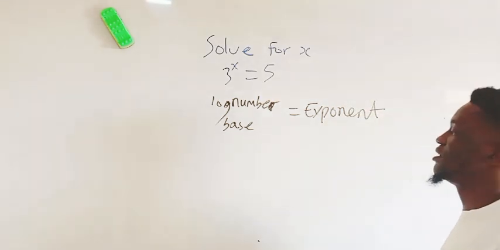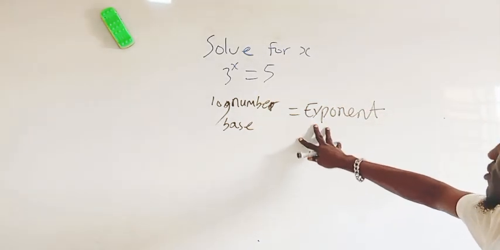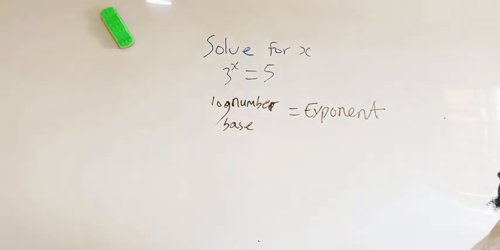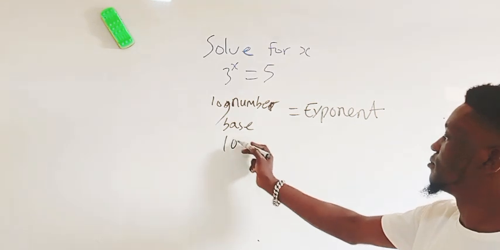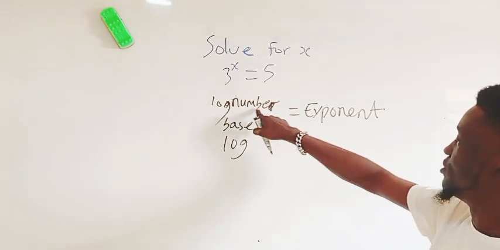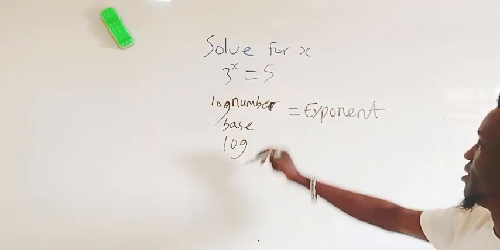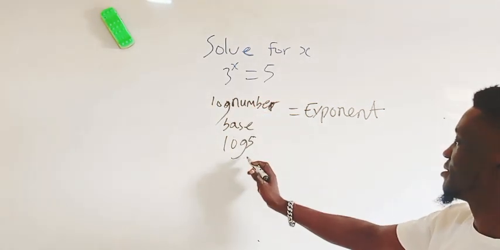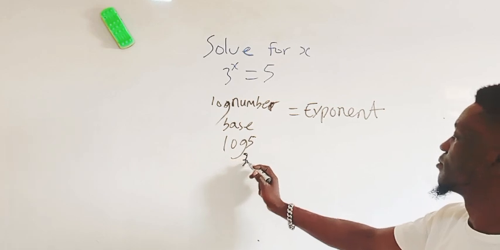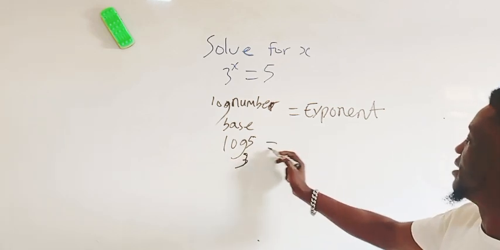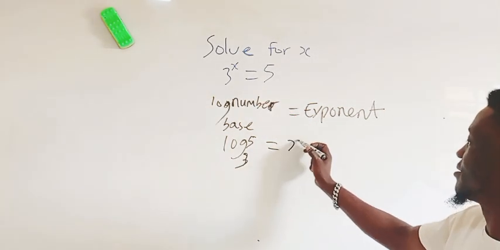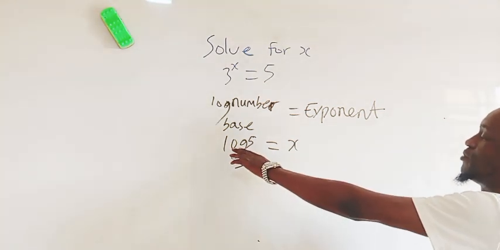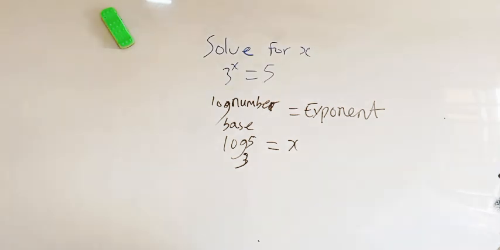Now, having understood this particular relationship, you can use it to solve this exponential equation, okay? Definitely, I'm going to write log here. The number in this equation is what? Is 5, okay? The base, definitely 3 is the base, while the exponent in this context is what? Is x. So punch into your calculator, look for log 5 base 3, okay?